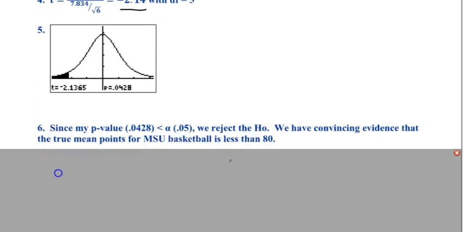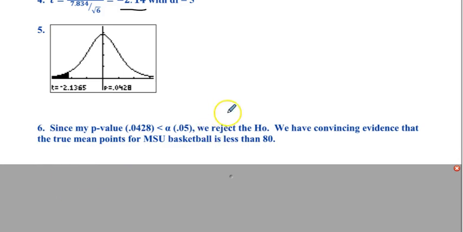And then step 6. Since my p-value is less than 0.05, we reject the H0. We do have convincing evidence that the true mean is less than 80. So Mr. Spezio is probably right. And that's it.